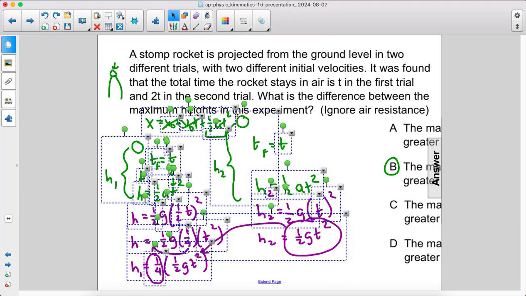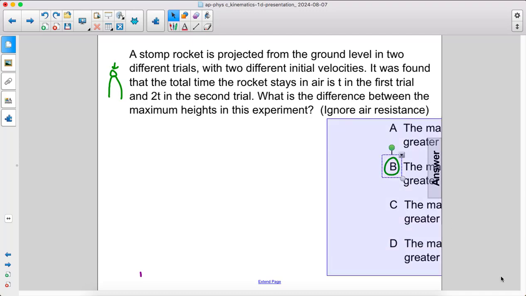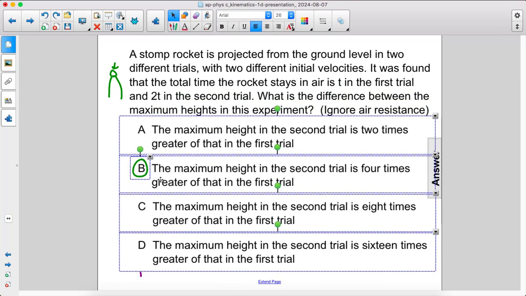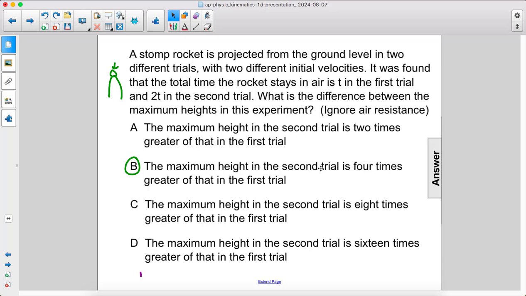And if I erase all this and bring these back, you can see the maximum height for the second trial is 4 times greater, because based on the math I just did, trial 1 went to a height of 1/4 h, whereas trial 2 went to a height of h, 4 times greater. The answer is B.